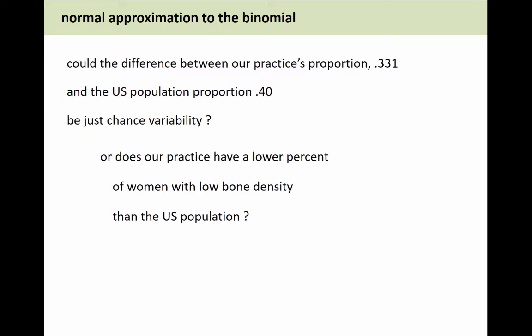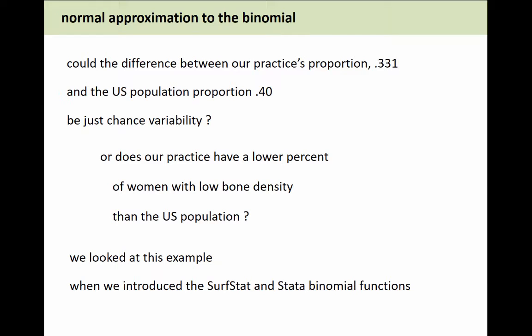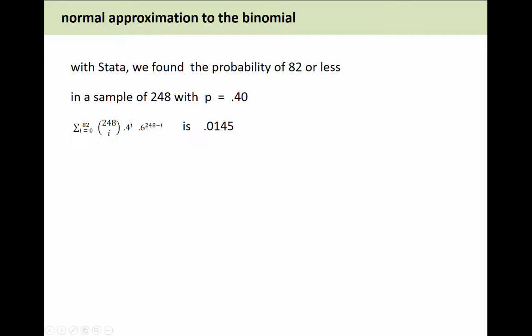The alternative that we might be interested in: does our practice have a lower percent of women with low bone density than the U.S. population? Again, we looked at this when we were looking at the Surfstat and Stata binomial. So we're using the same example to take a look at the normal approximation. Basically, we already know the answer.